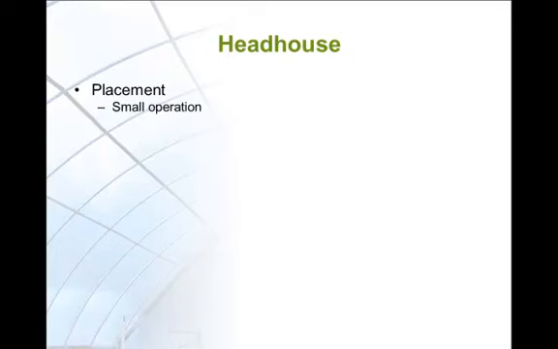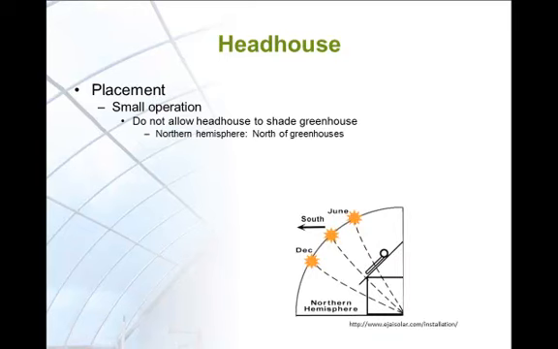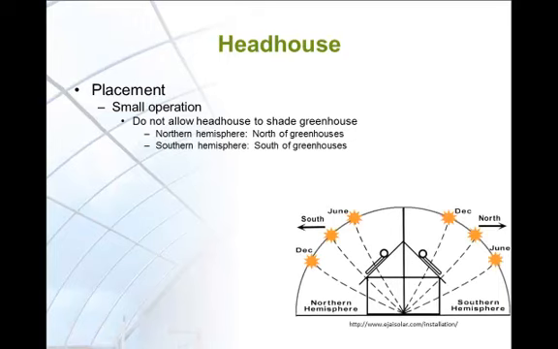For a small operation, you can prioritize maximizing sunlight in the greenhouse areas for plant growth by placing your headhouse at a location where shade won't be formed on your greenhouses. In a northern region such as the United States, it is recommended to place the headhouse to the north of the greenhouses, as the solar angle is south throughout the year in the northern hemisphere. Conversely, in southern regions, where the solar angle is north, the headhouses should be positioned to the south of the greenhouses.